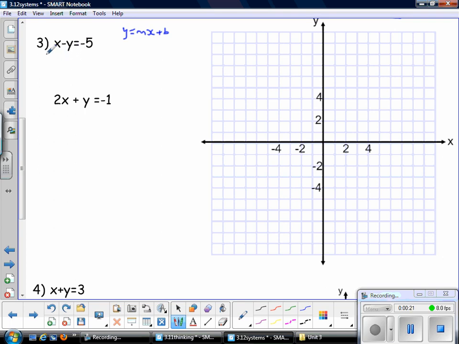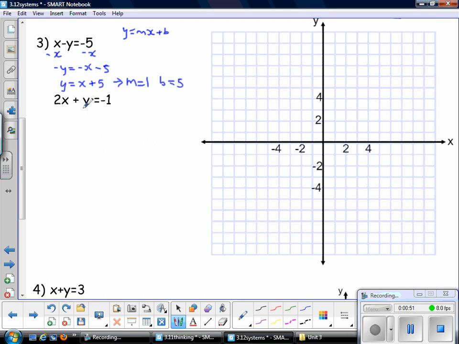So I'm going to subtract x from both sides. And so I end up with negative y equals negative x minus 5. I need to multiply everything here by negative 1. So I get y equals positive x plus 5. Now from that information, I know my slope is 1 and my y-intercept is 5. Okay, and let's go down and do the next one.